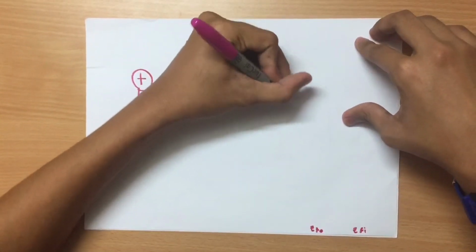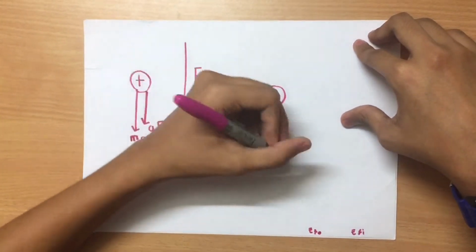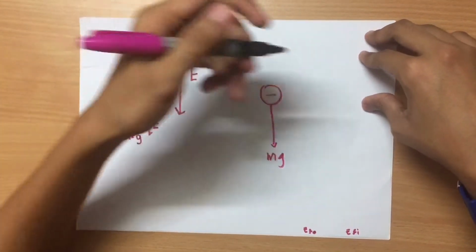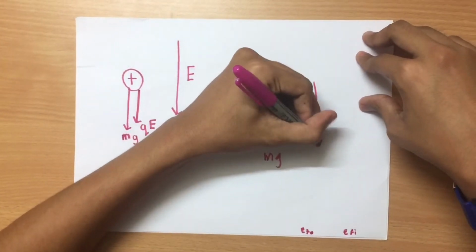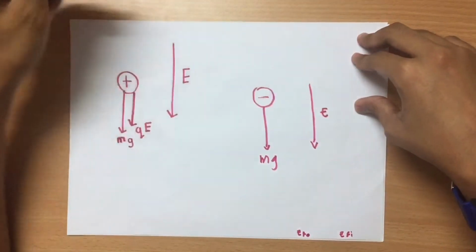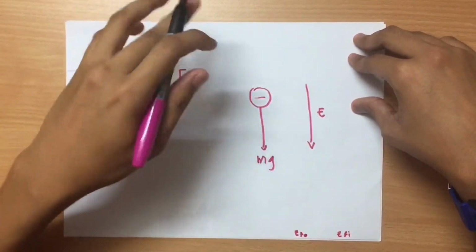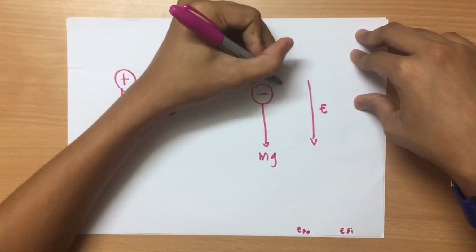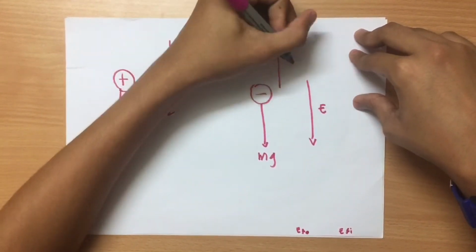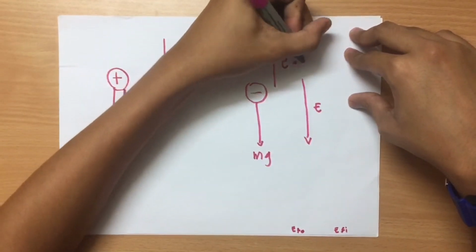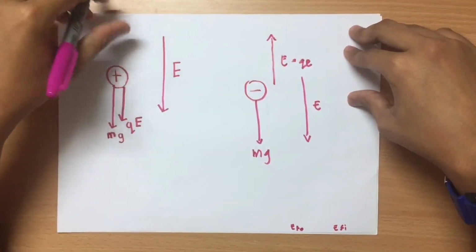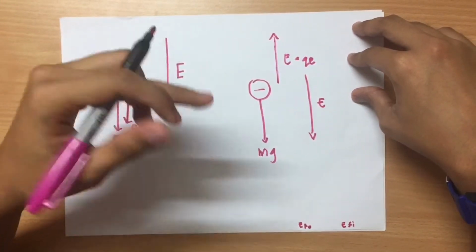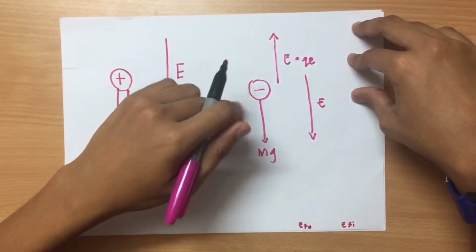Negative charge. So mg is downward. Same as the positive charge, the electric field is always downward. But for the electric force, it is opposite from the positive charge, it lifts upward. QE. So that's why the positive charge hits the ground first, then the negative charge.